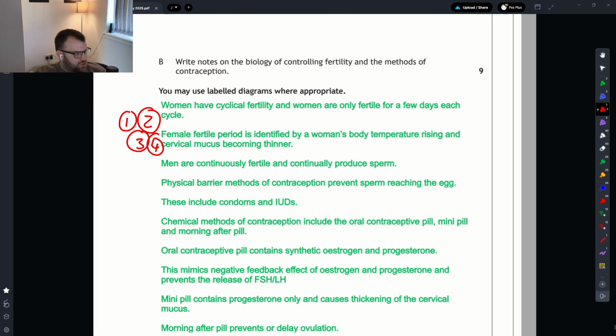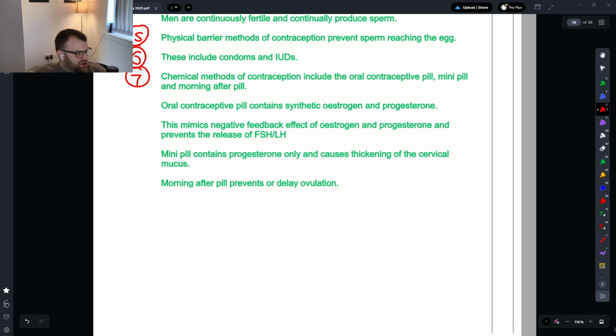Physical ones, how do they work? Have I got 1? Prevent sperm from reaching the egg. Yes. 2 examples of them. Yes. Chemical methods. How many do we need? Any 2? I've got 3. Take the mark. What are they made up of? Progesterone and estrogen. Yes. Mimicking the negative feedback. Prevents the release. Yes.